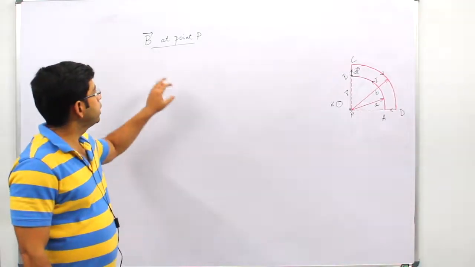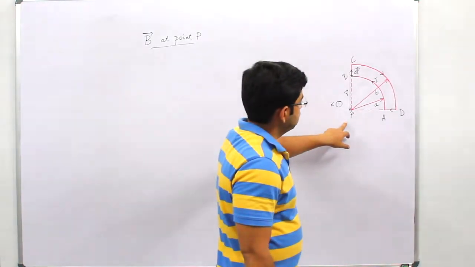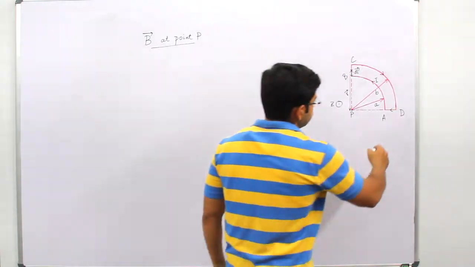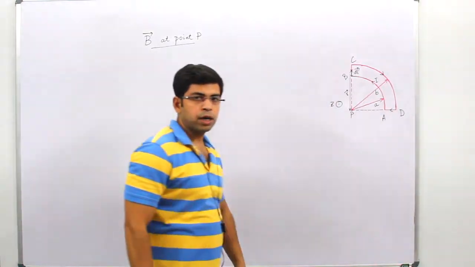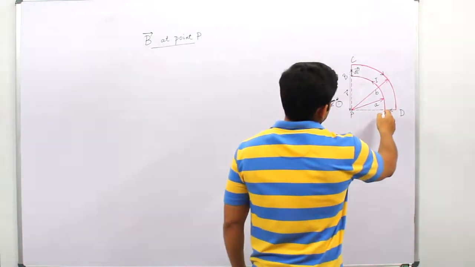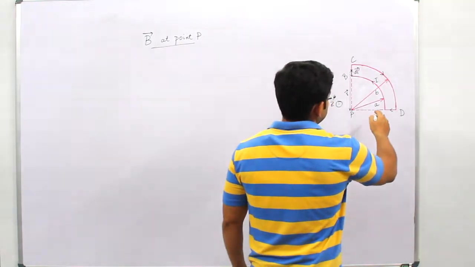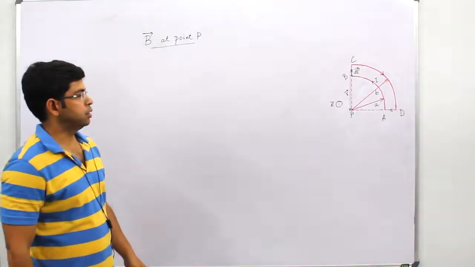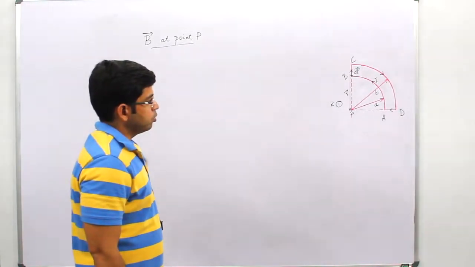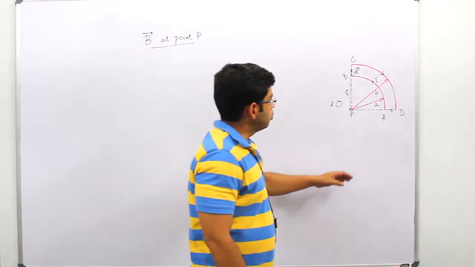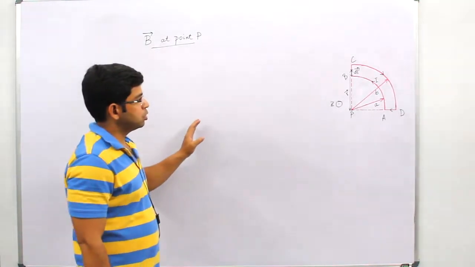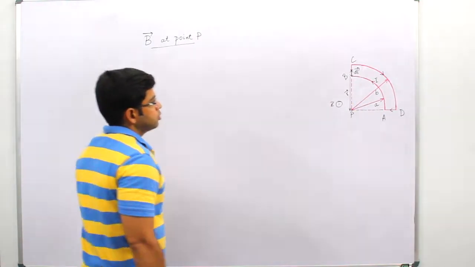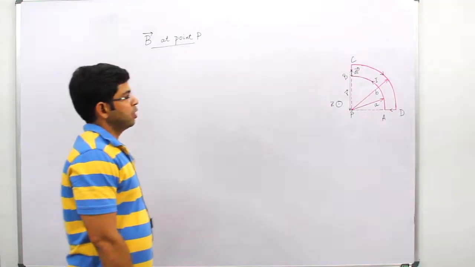Now let us calculate the magnetic field B at the point P corresponding to this particular current loop. The current loop is ABCD. It has 4 arms. 2 of the arms are quarter circles of radii a and b, and the other 2 arms, BC and AD, are straight conductors. So by the principle of superposition, we will add all the contributions to the magnetic field B due to each of the arms. So first let us focus on the arm BC.